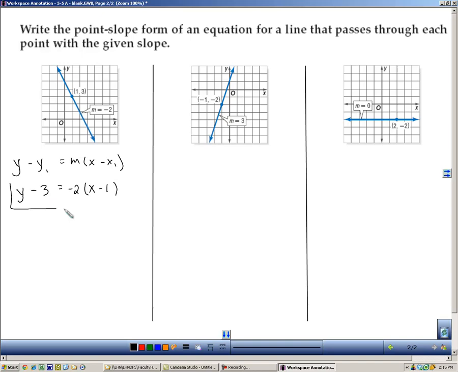And that's all I have to do. I take my m and I substitute it in place of the m. I take my x and y and put those in place of x sub 1 and y sub 1. And that's what the point slope form of that equation looks like.